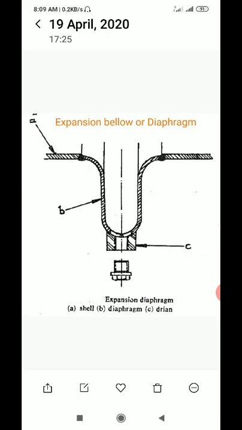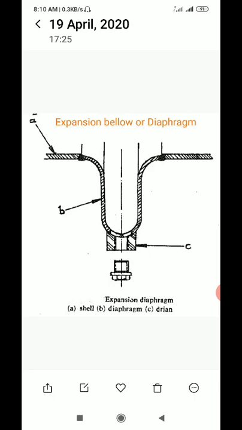One of the methods of reducing the thermal stresses in a fixed tube heat exchanger is to introduce a flexible element in the shell of the heat exchanger. The flexible element is called the expansion bellow or diaphragm, as shown in the figure. The expansion bellow consists of two shaped discs, each welded to the shell. The discs are welded together to form the diaphragm as shown in the figure, and it is attached to the shell.